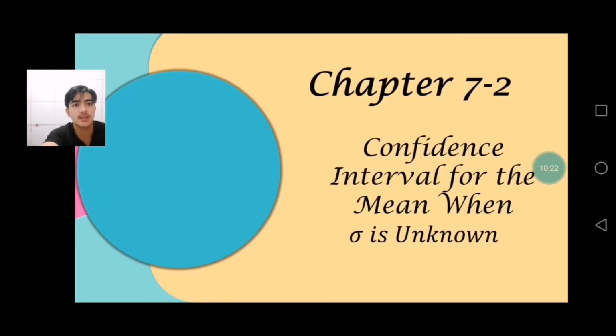So let's move on to chapter 7.2, confidence interval for the mean when sigma is unknown. Earlier we have discussed the confidence interval when sigma is known. Now let's talk about an example of a confidence interval when sigma is unknown.